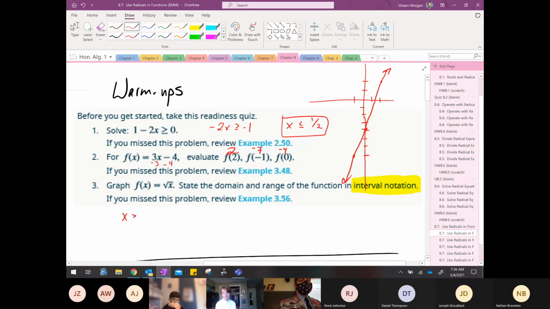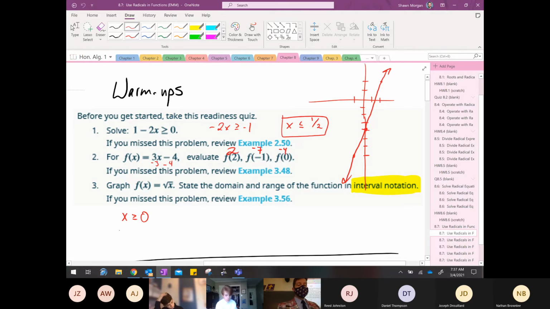So x could be greater than or equal to 0. Can I take the square root of 0? Yes. Can I take the square root of 1? Yes. Can I take the square root of 2 and 3 and 4? Yes. Can I take the square root of something like 0.1 and 0.2? Could I take the square root of pi? Could I take the square root of a billion? Yes. Could I take the square root of negative something? No. So we're restricted.